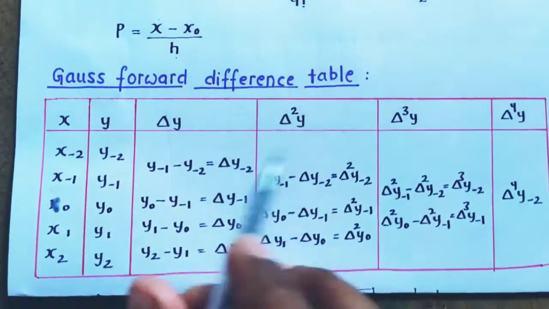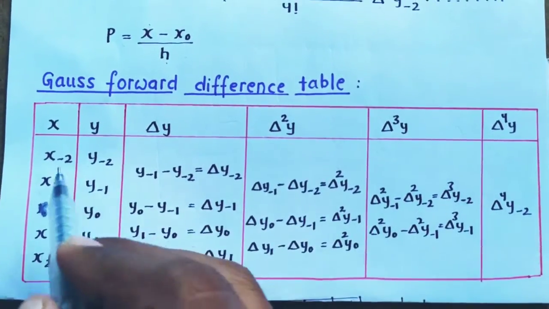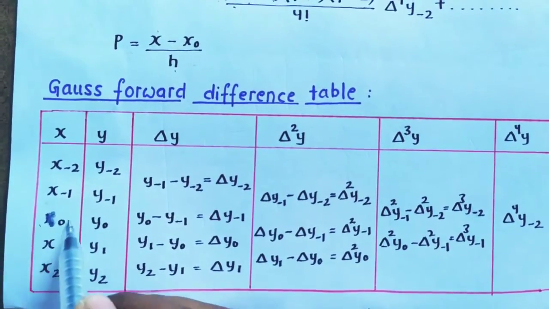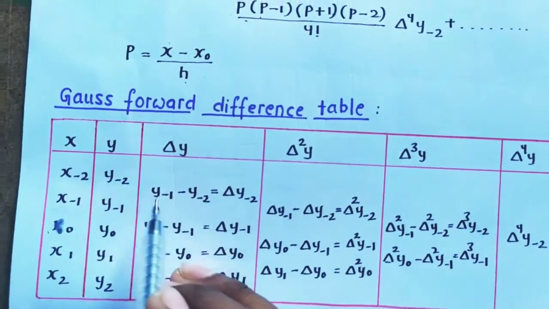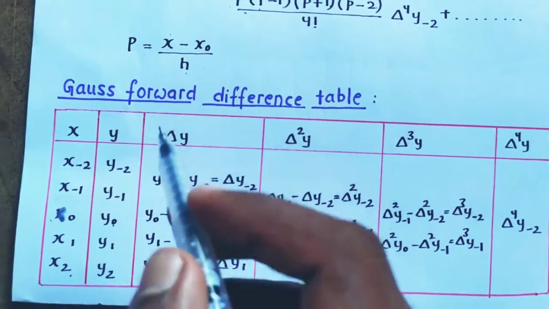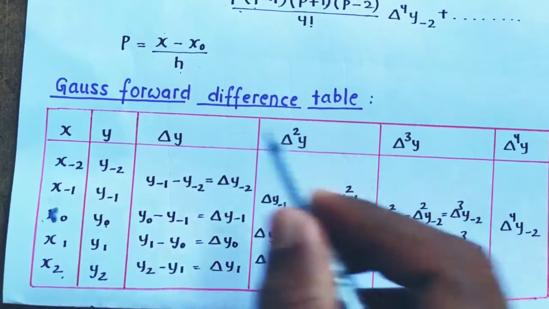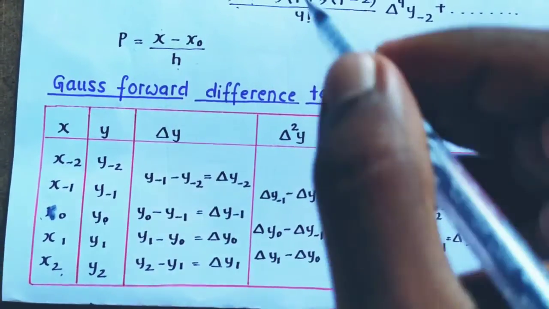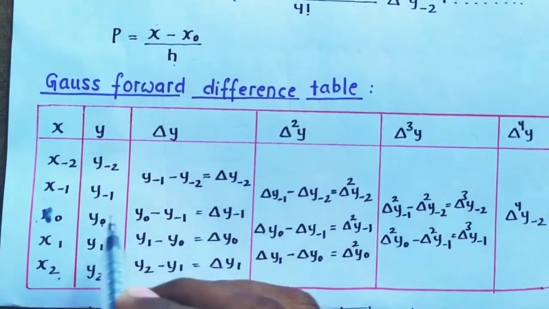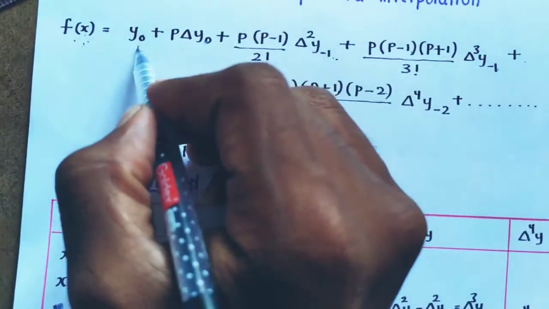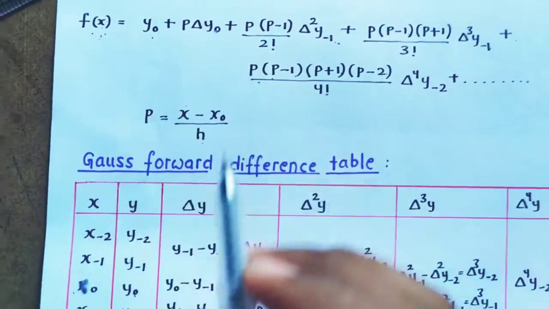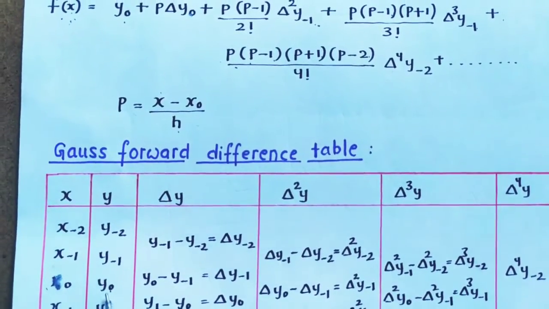Here let's see, for the Gauss forward difference table, assume x naught, x minus 1, x minus 2 and x1, x2, and the corresponding values y naught, y minus 1 and y minus 2. Here, depending upon the Gauss forward difference table, write the formula. How to write the formula? Suppose the starting value is y naught plus p, already common, into delta y naught. Here the y naught value is known.